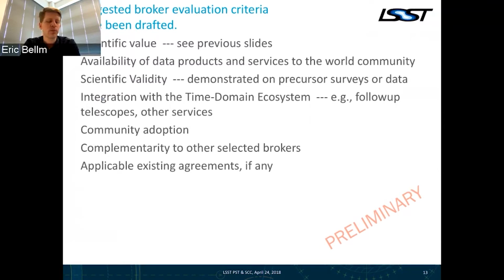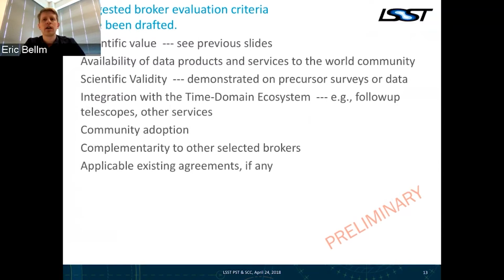And I put complementarity here, which is to say I would hope that the selection committee, when evaluating and choosing a final set of brokers, would look to the sum of their capabilities in terms of, again, the science that they're enabling and the communities they're serving, rather than, for example, just stack ranking them and picking 3 supernova-focused brokers and leaving all the microlensing folks out in the cold. And finally, I just want to flag that in some cases there may be existing agreements that the LSST project has that may prove relevant.